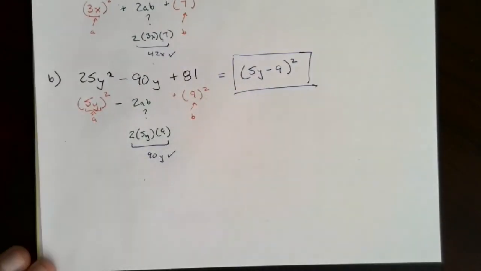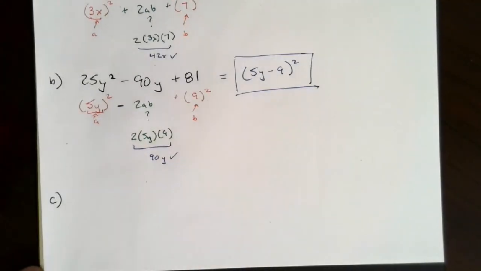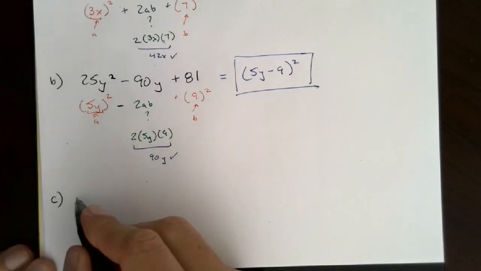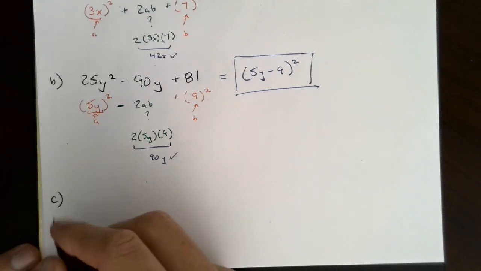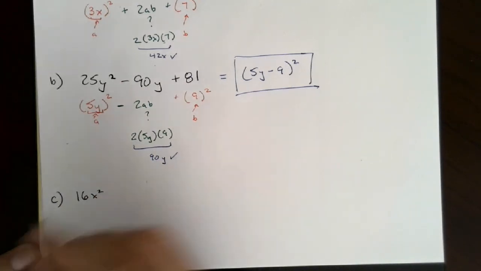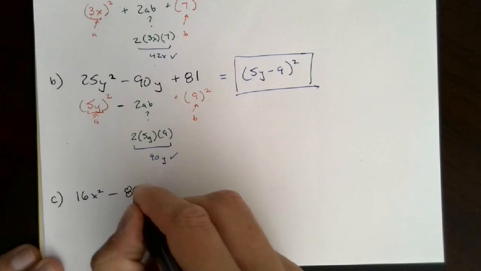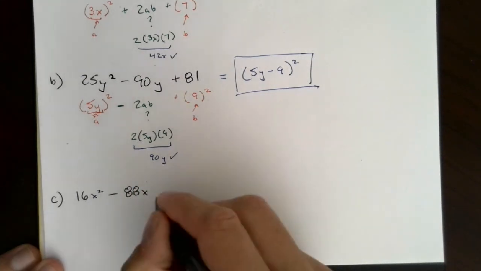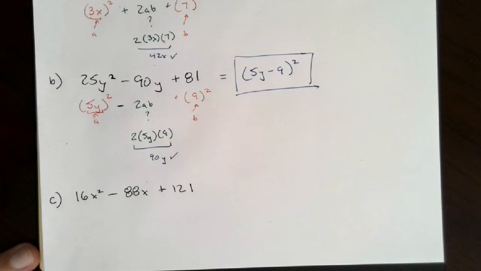Let's take a look at this one here. If I gave you 16x squared minus 88x plus 121, you might want to pause this for yourself as you're doing this, just so you can do the example on your own after I write it. So you might want to try that out. Pause it, try it out, and then come back and check the solution.